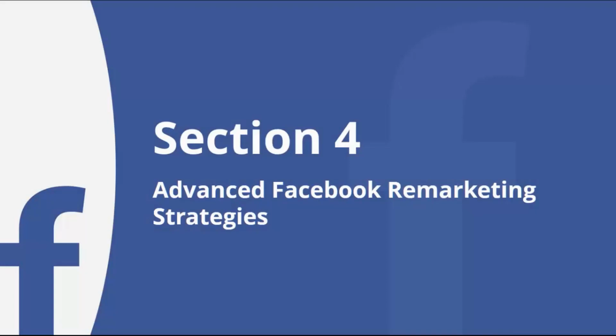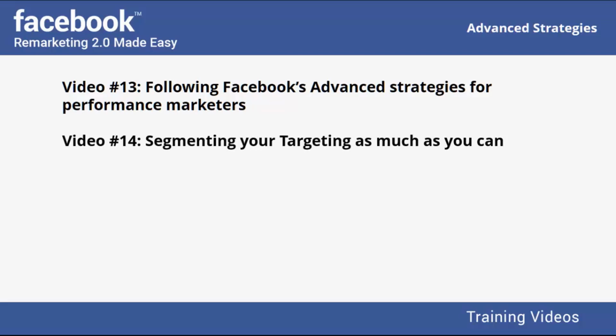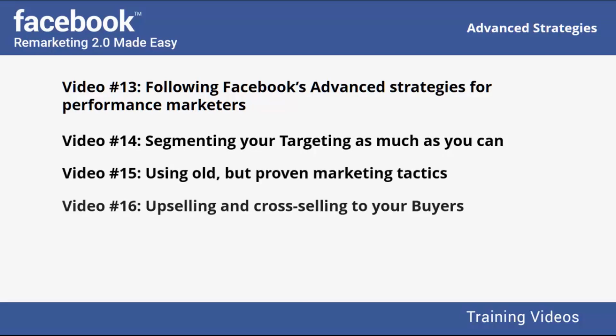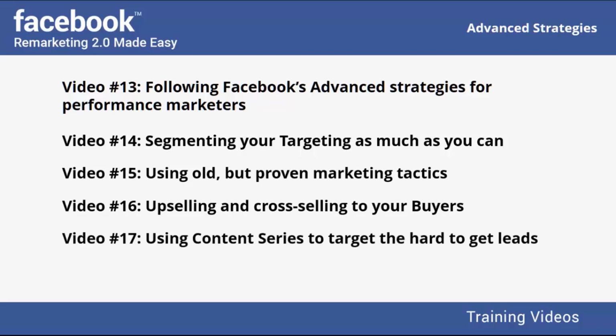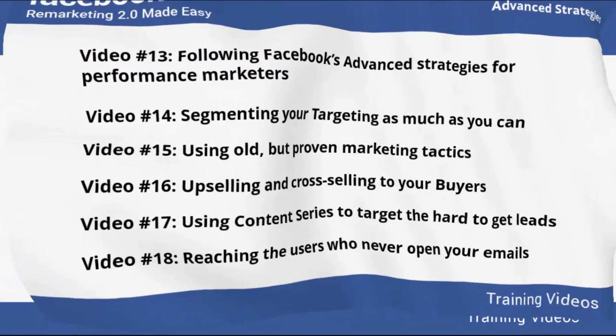Welcome to Section 4 of our Facebook Remarketing video training. In this section, we will talk about following Facebook's advanced strategies for performance marketers, segmenting your targeting as much as you can, using old but proven marketing tactics, upselling and cross-selling to your buyers, using content series to target the hard-to-get leads, and reaching the users who never open your emails. We hope you enjoy and get the most out of this training section.